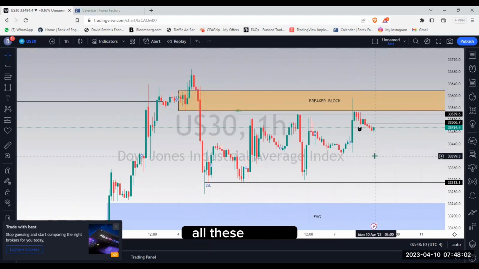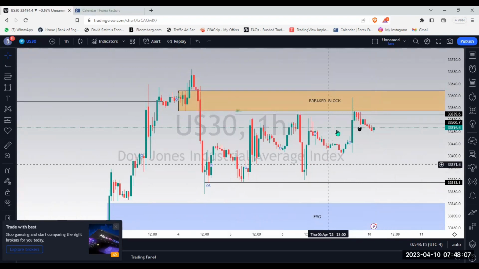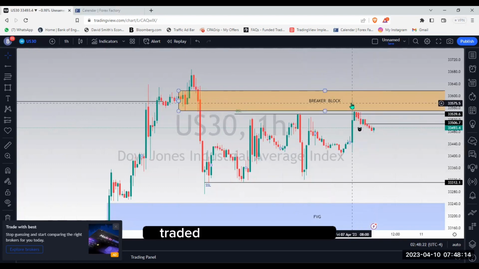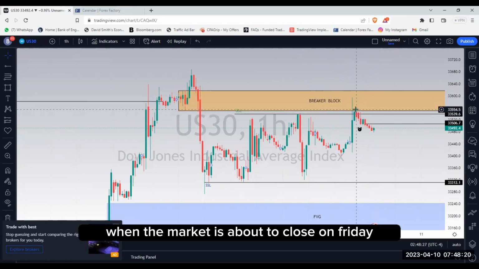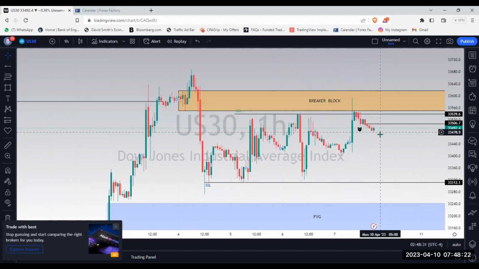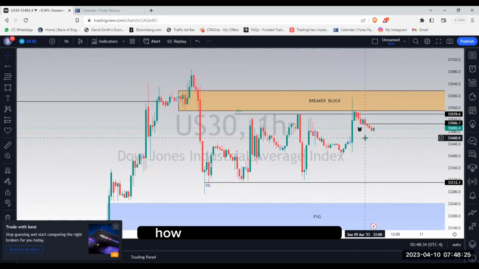And that's just it. All these are just the way the market works. Price takes out all this liquidity around here, traded into the breaker block. Now, this happened when the market was about to close on Friday. So the market eventually closed. What do I do on the Monday? How do I not take this trade?